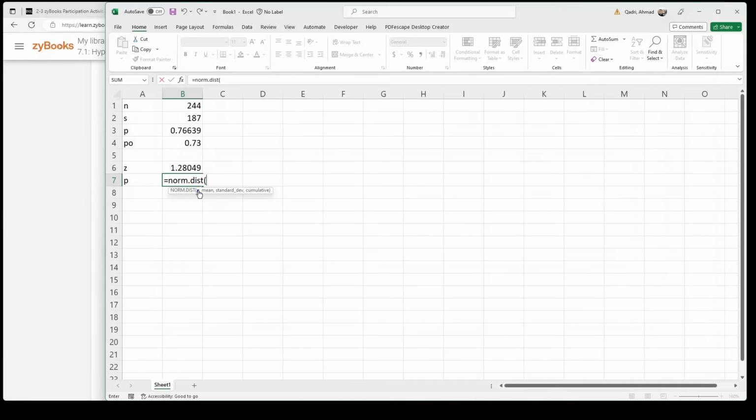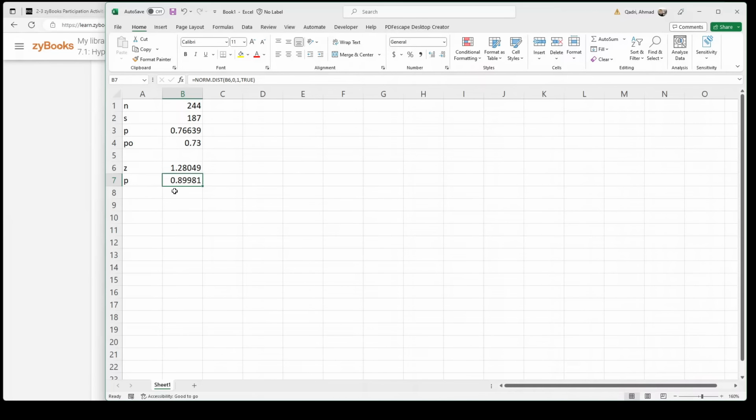The x here is going to be this z value, and because we have normalized it, it's the normal distribution, so the mean is 0 and the standard deviation is 1. For cumulative, I'm going to type true for now. This gives us the cumulative probability, the probability that z is less than 1.28.